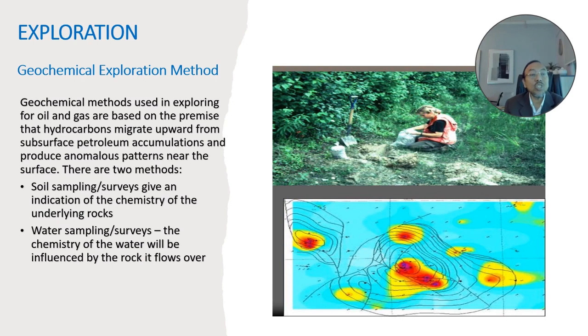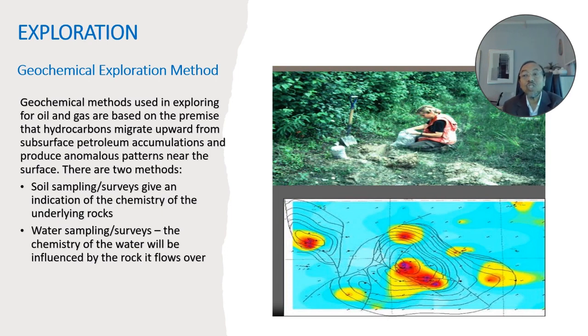The next one is the geochemical exploration method. Geochemical methods used in exploring for oil and gas are based on the premise that hydrocarbons migrate upward from subsurface petroleum accumulations and produce anomalous patterns near the surface. There are 2 methods. The first one is soil sampling or surveys, which give an indication of the chemistry of the underlying rocks. And secondly, water sampling surveys. The chemistry of the water will be influenced by the rock it flows over.